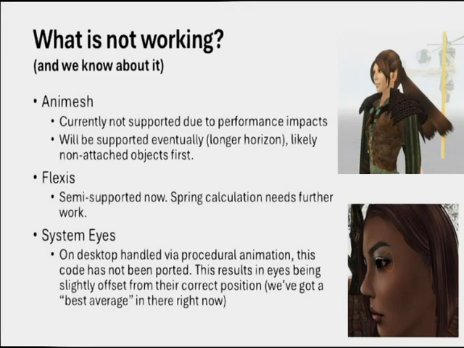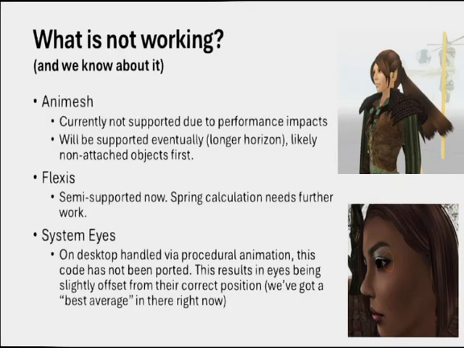I'm not going to talk too much about Animesh because I talked about that last month, but there are performance impacts on that one, and until we've got those resolved, that will be an ongoing thing that we don't support just yet. The other thing not working is flexies. We know flexies are kind of working right now, but the spring calculation is not right, and that means they're too slow to update. We will be working on an improvement for that at some point that will get flexies behaving a little bit more like they do on the desktop. Another big one is system eyes.